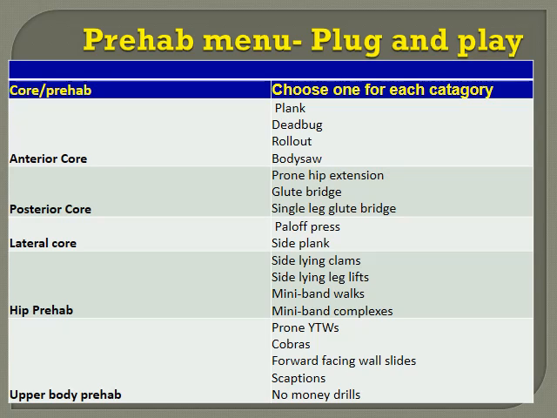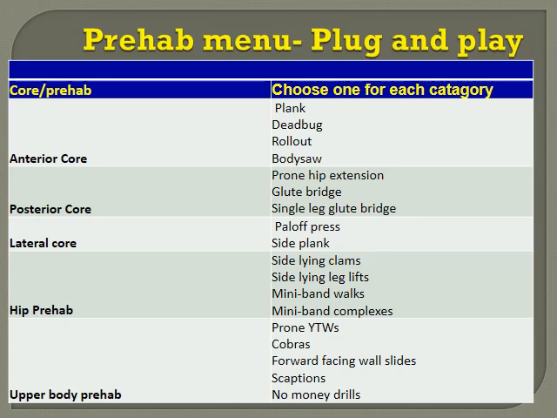For us, we're just picking a standard model. These are the categories that we look at when we think about prehab. We have anterior core, which is the front of the abs. We have posterior core, which is the glutes. We have lateral core, which would be lateral flexion and anti-rotation. We have the lateral hip, which we call hip prehab, and those are things like sideline clams. And then we have upper body prehab, which is again the shoulder external rotators and upward rotation.